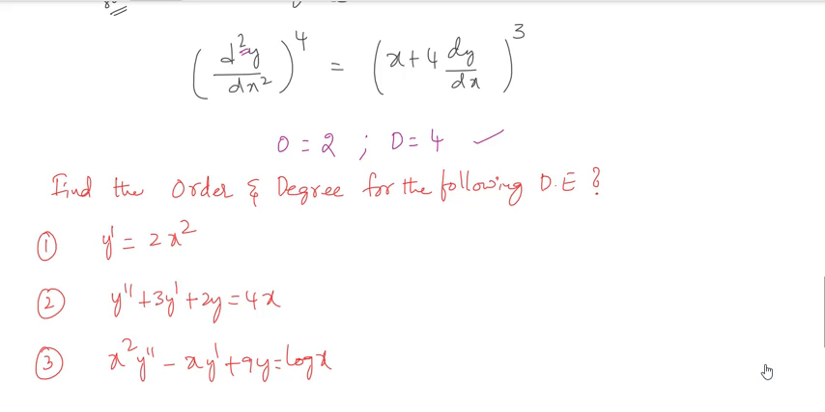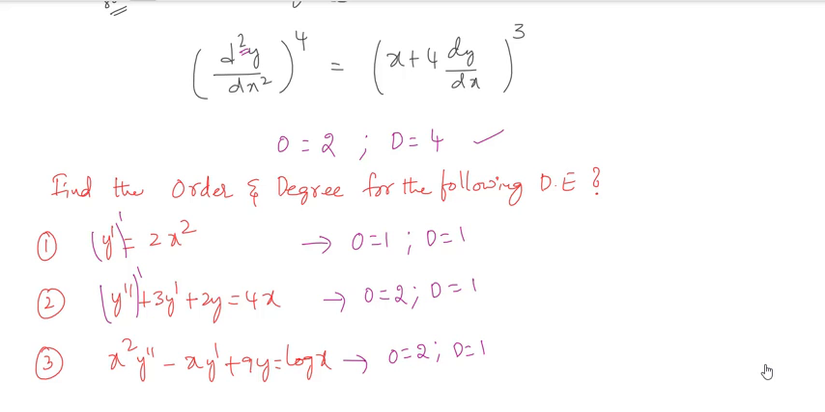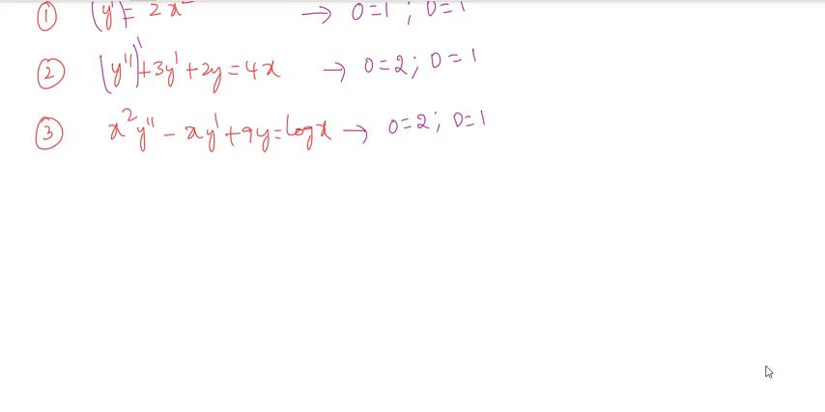Can you tell me the order for this differential equation? It's a simple differential equation. I hope you know that order is 1 and degree is also 1. Order I am representing with O, degree with D. Here also, the highest derivative is this, and the power will be 1. Here also, the highest derivative is 2, so order is 2, and the degree, the power of the derivative, is 1. Similarly here, same thing: order 2, degree 1. Likewise, you have to solve these. Clear with my point?